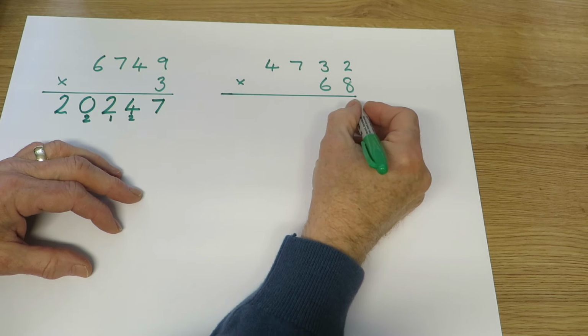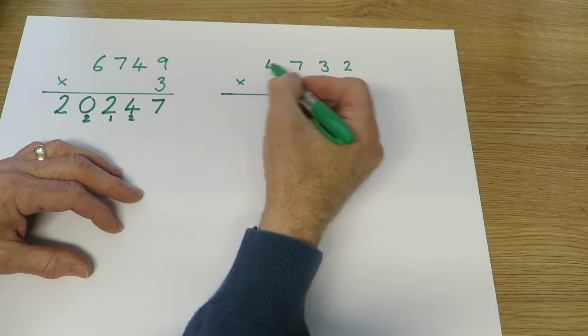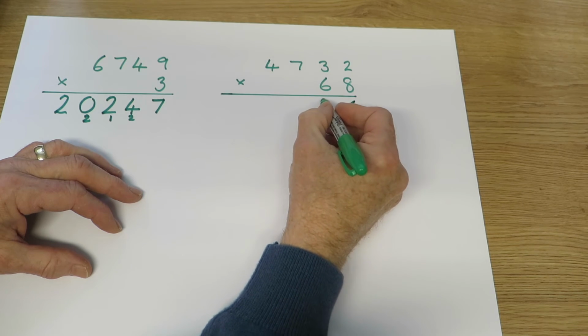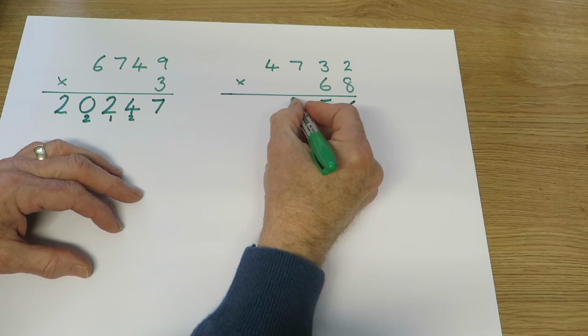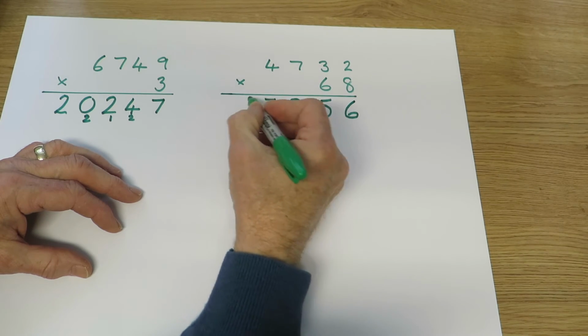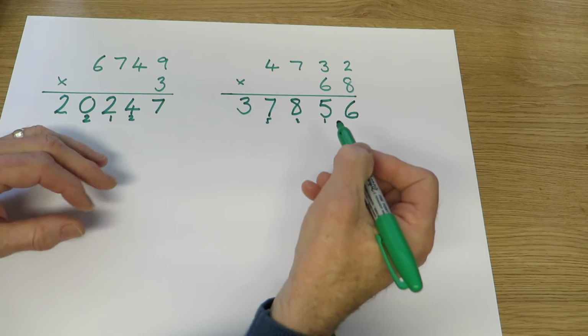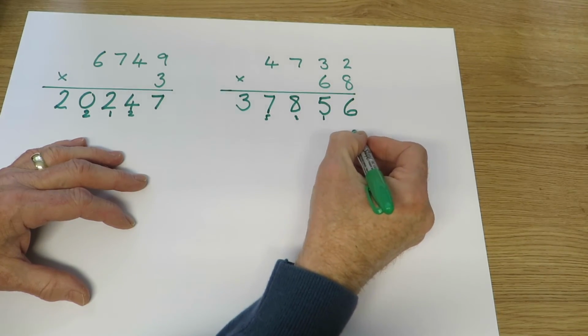2 times 8 is 16, so a 6 there and a tiny 1 there. 3 times 8 is 24, add 1 makes 25. 7 times 8 is 56, add 2 makes 58. 4 times 8 is 32, add 5 makes 37. You can see how important the tables are. It's very easy to do this calculation when the child is well aware of their tables.